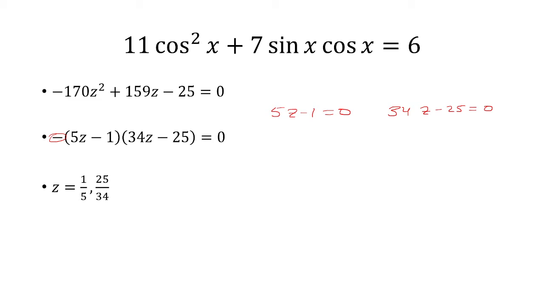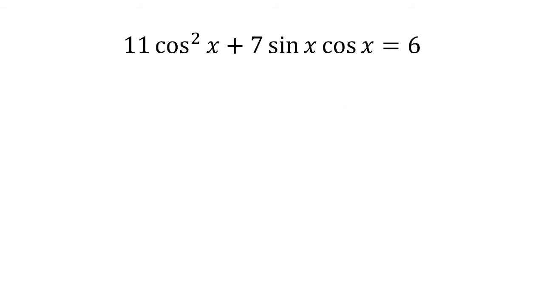Now, my original equation depended on x, not z. So what I have to do is work backwards. We said z was y squared. So y squared is 1/5 and 25 over 34. But y we said was sine of x. So replace y squared with sine squared.